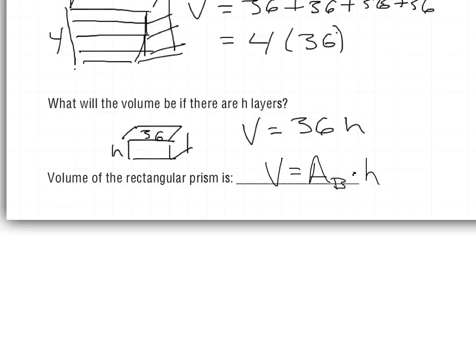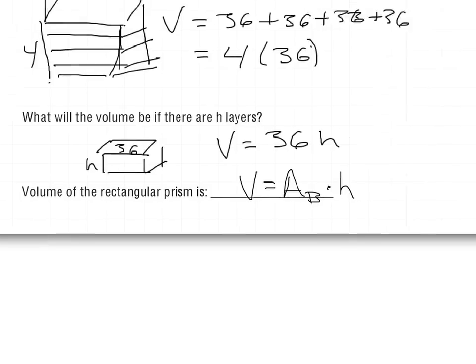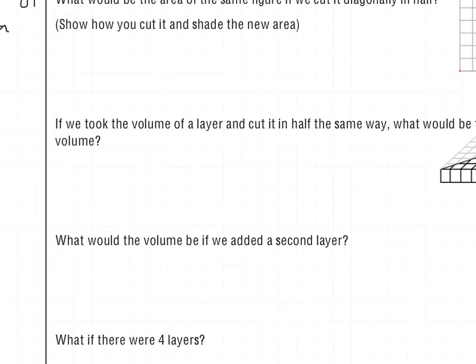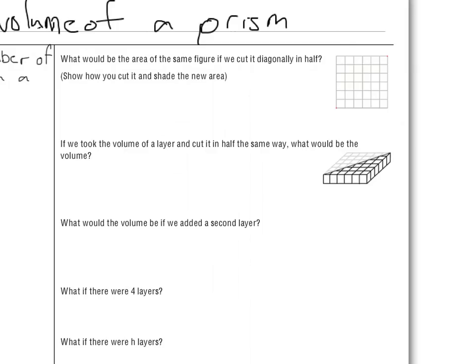Let's see if we can explore how that would look with a triangular prism. Alright, so what would be the area of the same figure if we cut it diagonally in half? So we're going to take this and we're going to cut it diagonally in half, and shade it out like this. Alright, so now the area that we're working with here is just this triangle. Well, what's the area of this triangle?